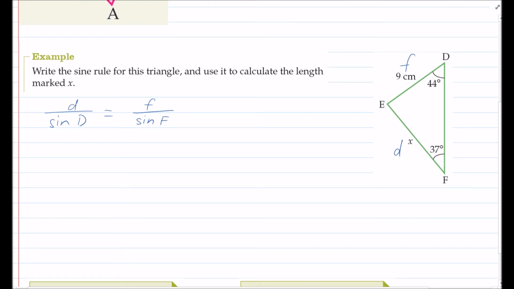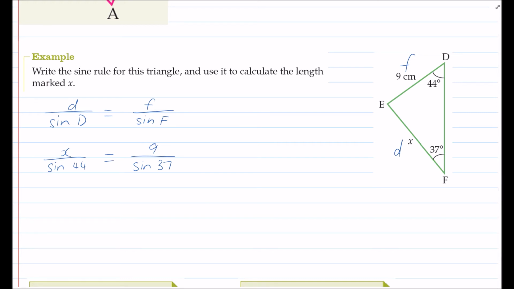Now we can substitute everything in. So little d represents the length of x, and capital D is 44 degrees, so we can write x over sine 44, and that is equal to the length of f, which is 9 centimeters, and that's over sine of capital F, which is 37. So now all we need to do is solve this equation for x.